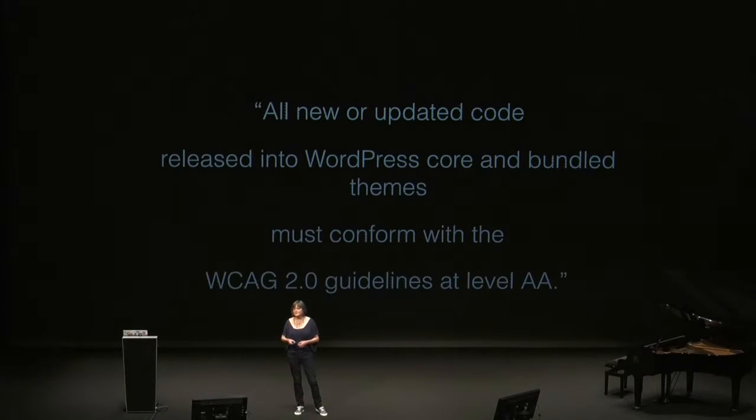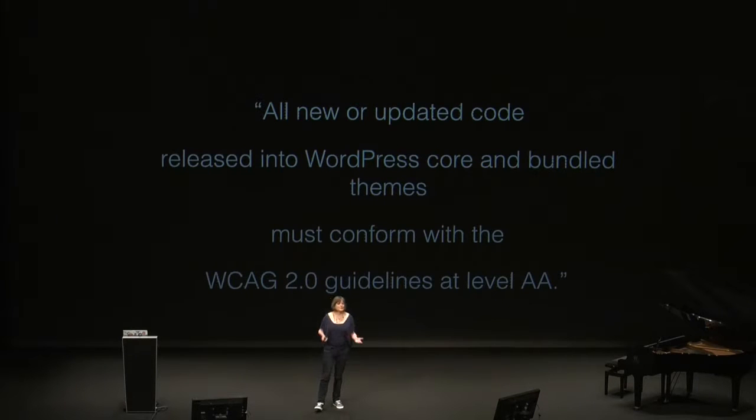So now in the core handbook, accessibility guidelines are added. And this is the summary. John Blackburn also showed this slide. All new and updated code released into WordPress core and bundled themes must conform with WCAG 2 guidelines at level AA. And this is awesome. I'm really, really proud of this.